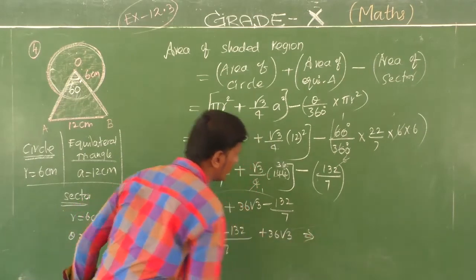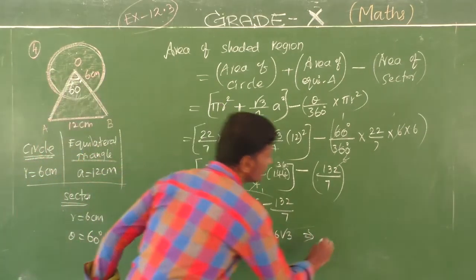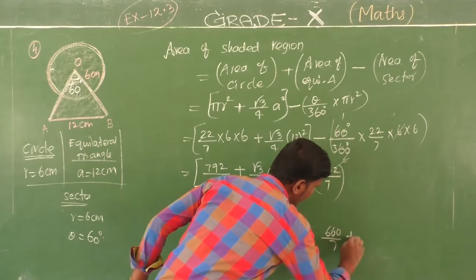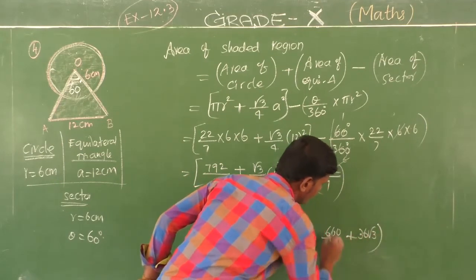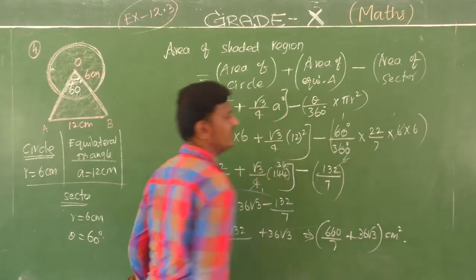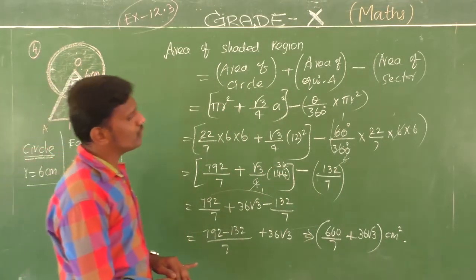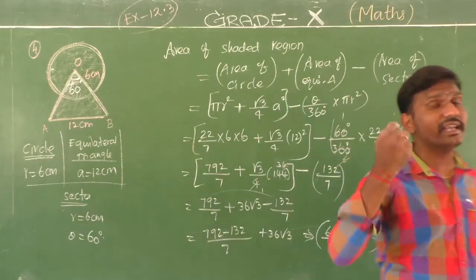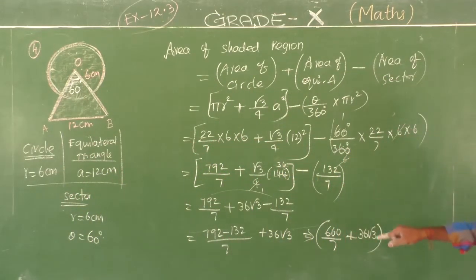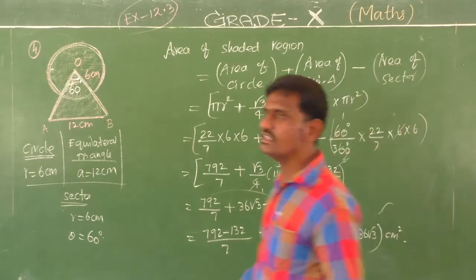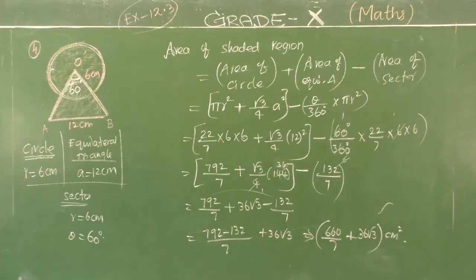The final answer you are going to get is 660 by 7 plus 36 root 3 centimeter square. So this answer is enough. Why? Because they are not giving the value of root 3. Suppose they had given the value of root 3, you would multiply it and get the final answer from the addition. Here root 3 is not available, so this answer is enough. Have you got it, children, for this question?